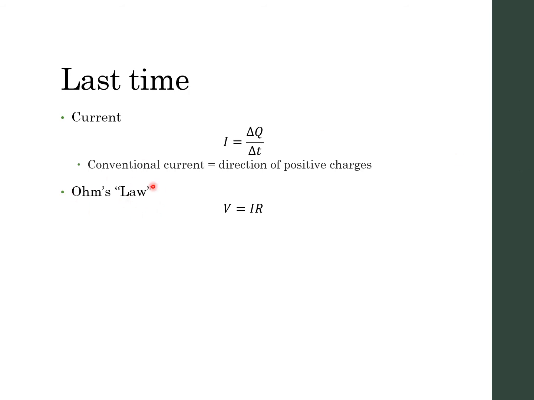Here I've put law in quotes because it's not really a law. But what it does is it takes the current that we have inside of a wire, and it says that the potential across the wire is going to be equal to the current times the resistance. So the reason that Ohm's law is in parentheses here is we're making the assumption that the resistance is constant throughout the entirety of what we're doing.